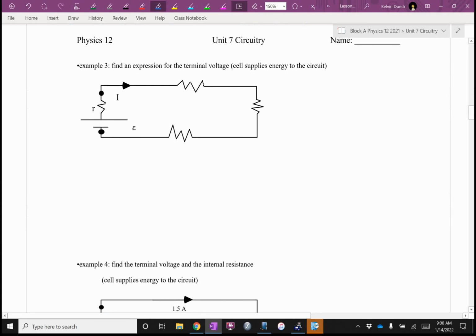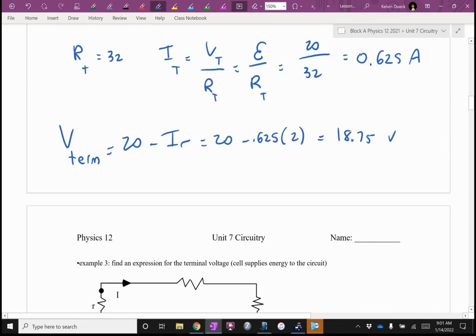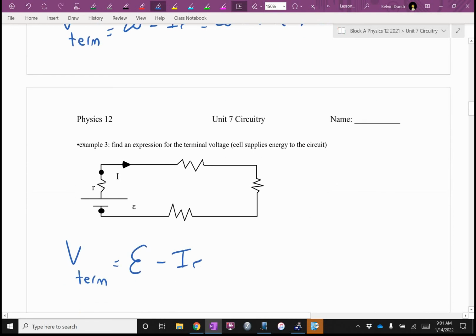Example 3 says, find an expression for the terminal voltage, but this time the cell supplies energy to the circuit. This is what we just did. If you want an expression, I guess V terminal was equal to the theoretical EMF printed on the side minus what you lose going through the battery. I'll come back to that in a second, but yeah, right? Maximum theoretical voltage minus what you lose.